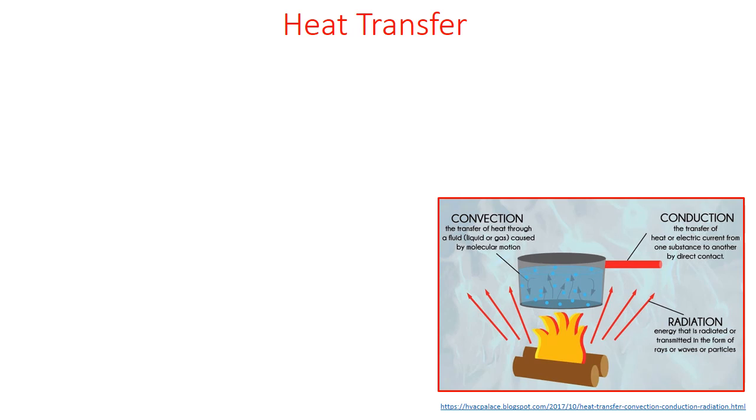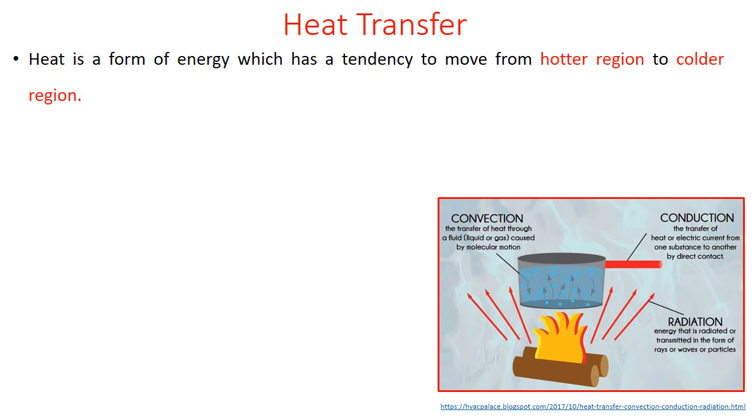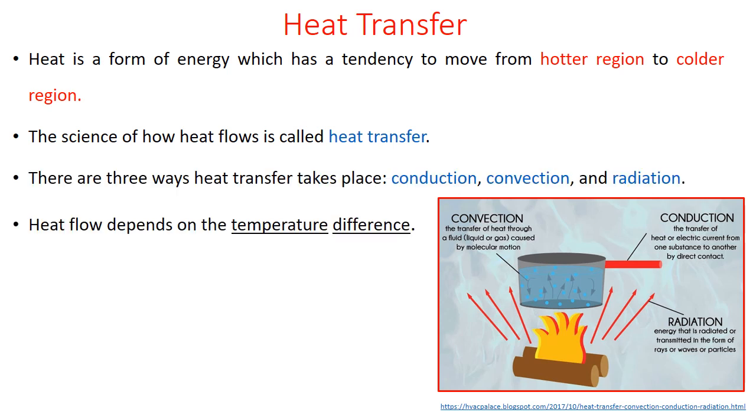So first of all, we should know what is meant by heat. Can anyone think of heat? Basically it is a form of energy which has a tendency to move from a hotter region to a colder region. The science of heat flowing from one place to another is called heat transfer. How does heat transfer take place, in what modes, in what ways?